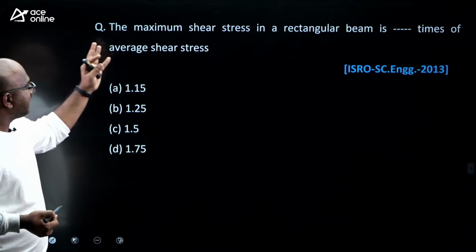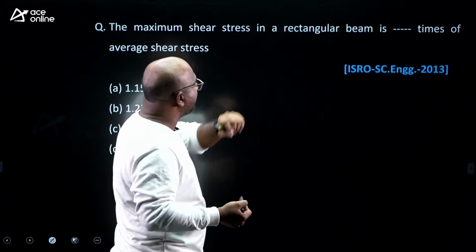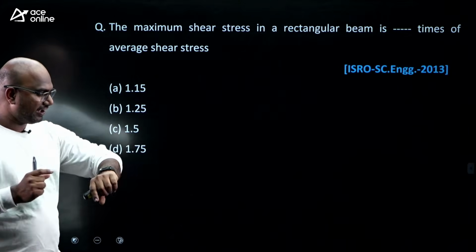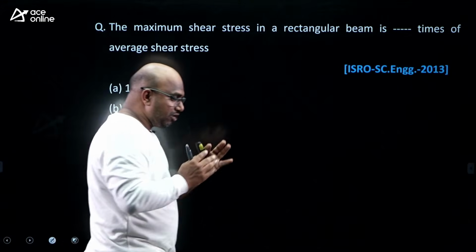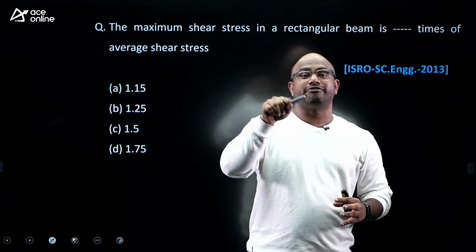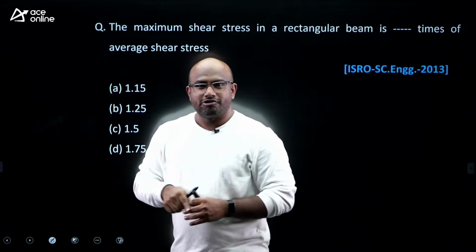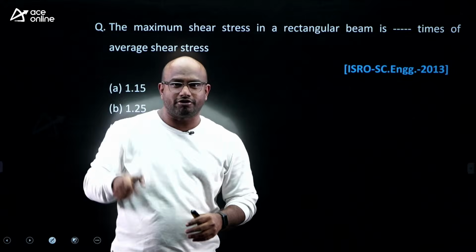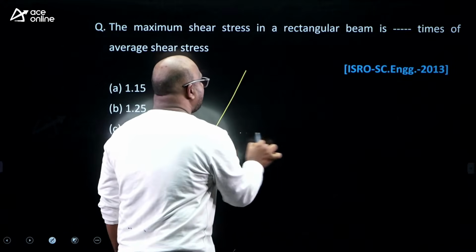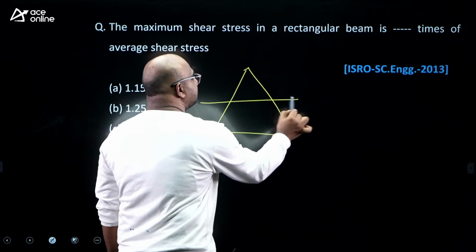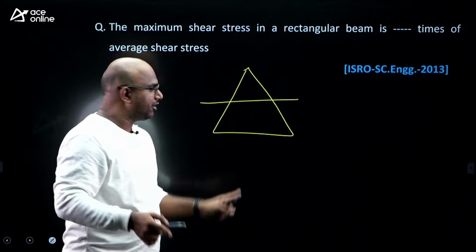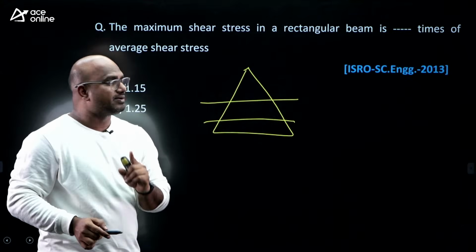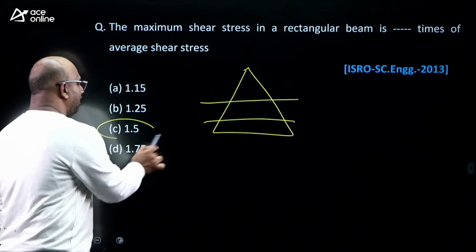Next, the maximum shear stress in a rectangular section beam is dash times the average shear stress. Again, standard cases: for a rectangular section it is 1.5 times tau average. For circular, 4 by 3, 1.33 times tau average. If you take a triangle, at the center, h by 2, 1.5; at the neutral axis, 1.33. Standard cases, you have to remember. Rectangular means what exactly?